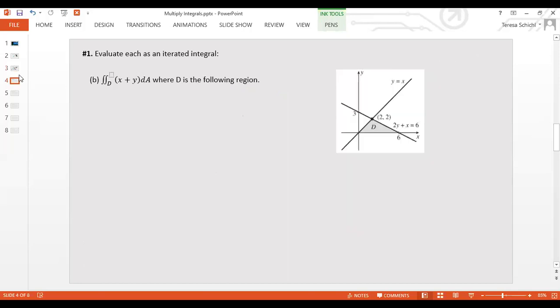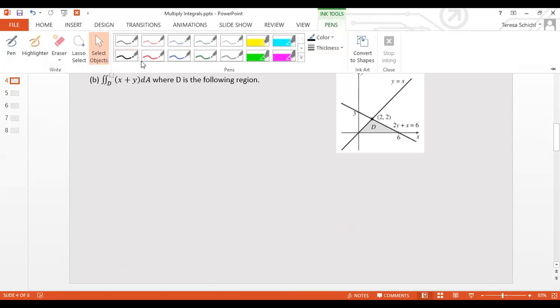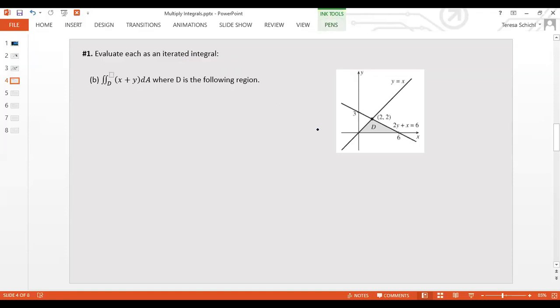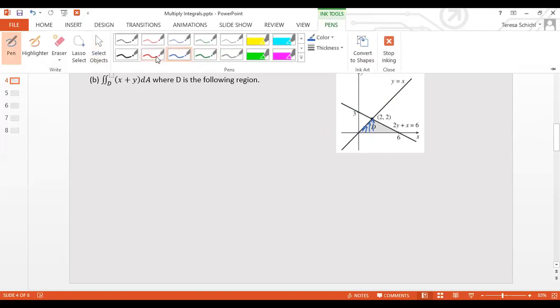So now let's take a look at this one here, and see how we do that. So this is my region, right? Let's take a look. If I want to do the dy first, if I go in the y direction, let's see if it works or not. If you go from here to here, they all reach from 0 to x, right?